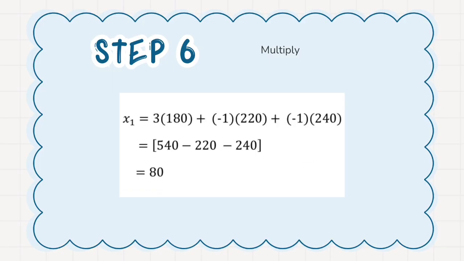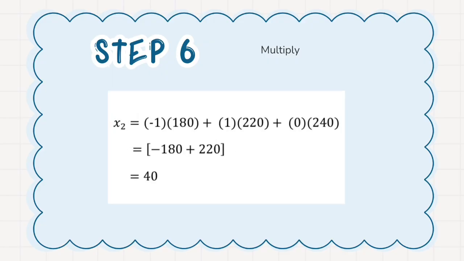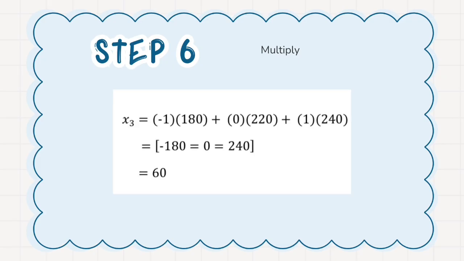For x1, which is day 1, we got 80 liters. For x2, which is day 2, we got 40 liters, and x3, which is day 3, is 60 liters.